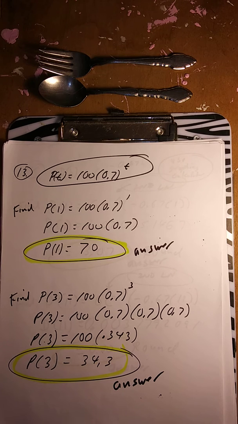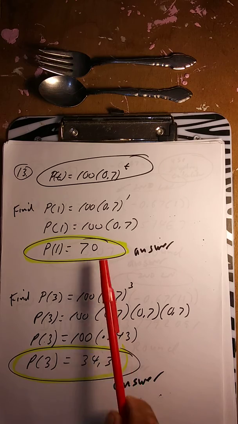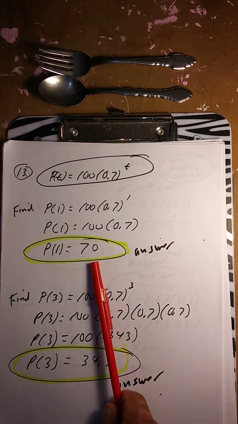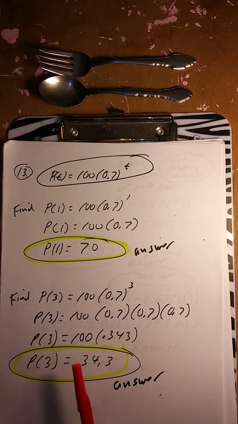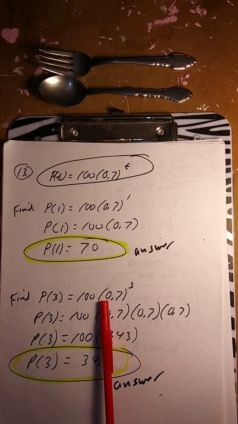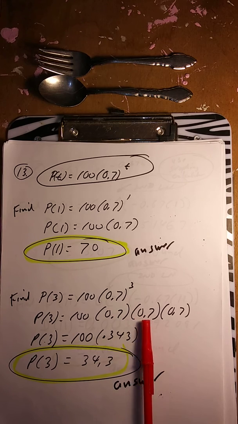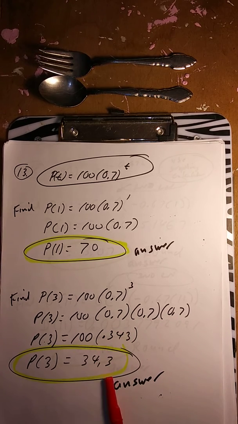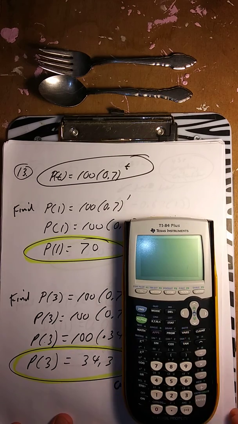P of t equals 100 times 0.7 to the t. What is P of 1? You can put it in there. 0.7 to the 1 power is that, that times that is 70. Use your calculator if you want to. This one, P of 3, is 100 times 0.7, 0.7, 0.7. This is going to be 0.343, times that is 34.3. Or you can use a calculator if you want. That's fine too.